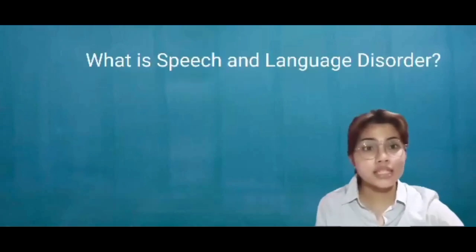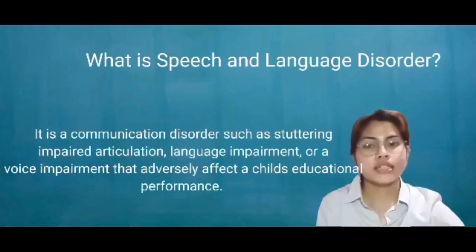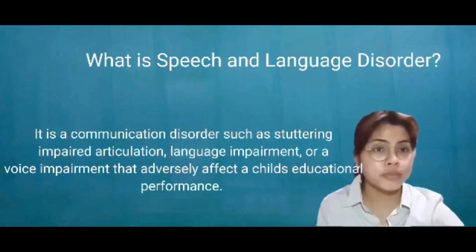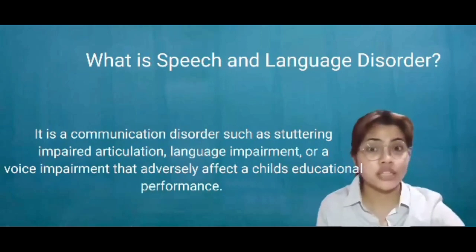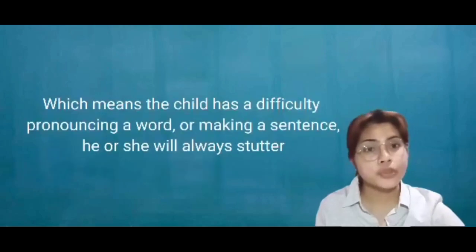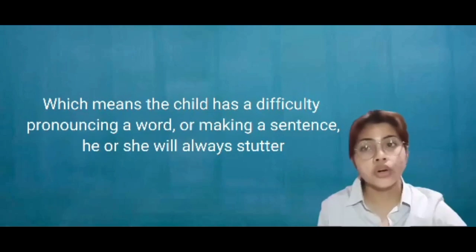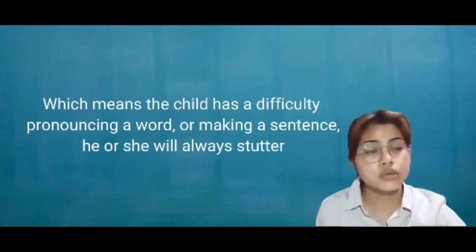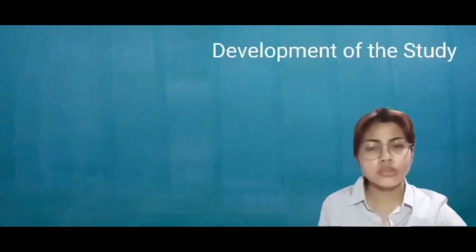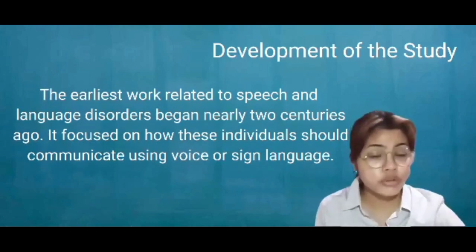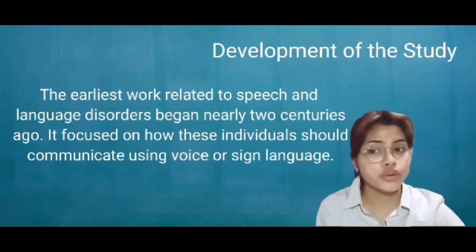So, what is speech and language disorder? It is a communication disorder such as stuttering, impaired articulation, language impairment, or a voice impairment that adversely affects a child's educational performance, which means the child has difficulty pronouncing a word or making a sentence, or he or she will always stutter.